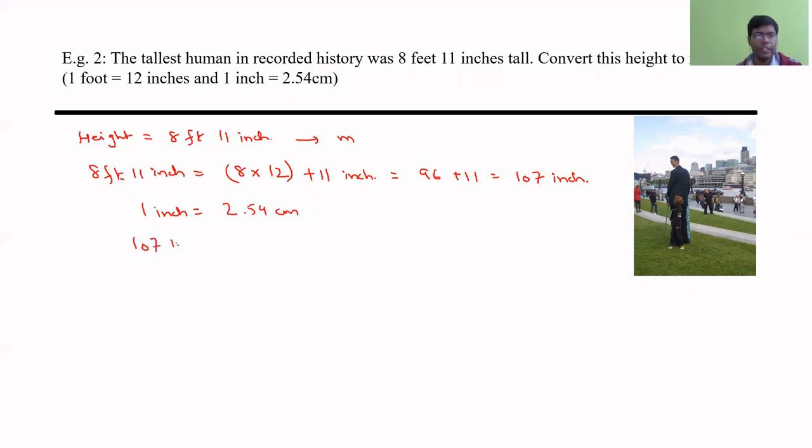We know that 1 inch is equal to 2.54 centimeters. So 107 inch will be how much? So again, let's take it as x. So just divide: 1 by 107 is equal to 2.54 by x. Whenever we have such a question, you just divide 1 inch by 107 inch is equal to 2.54 centimeter by x centimeter. Here my x is in terms of centimeter. So now if I want to find out x, x is equal to 2.54 multiplied with 107.